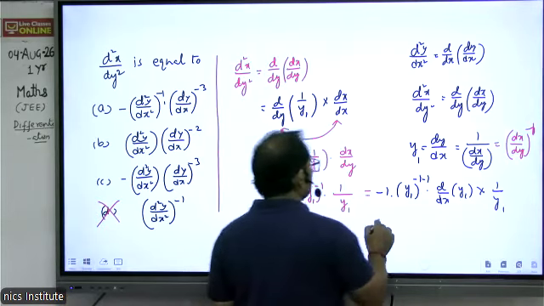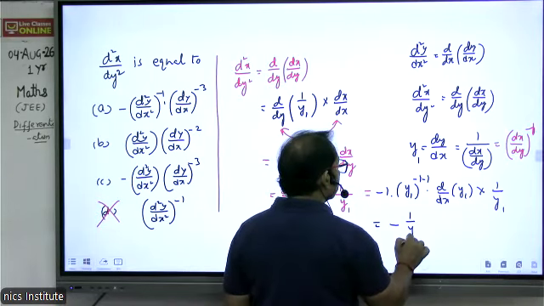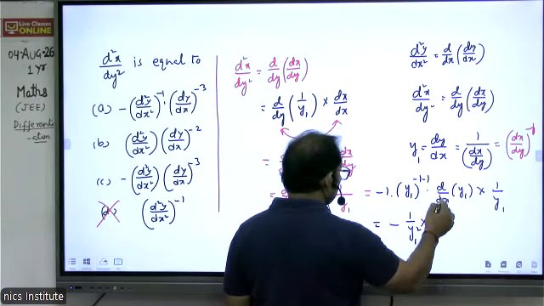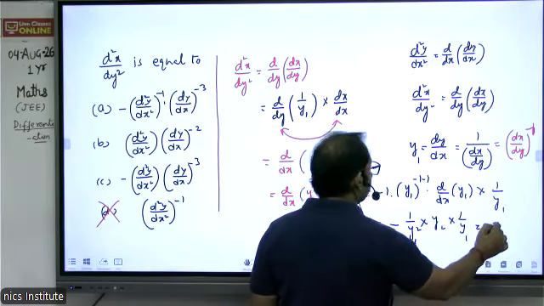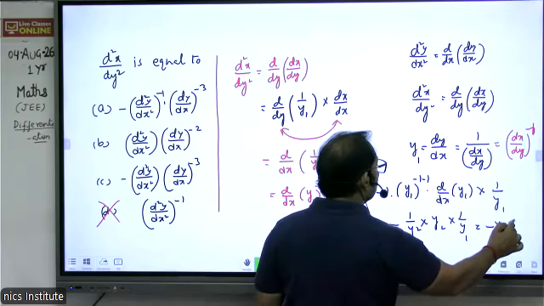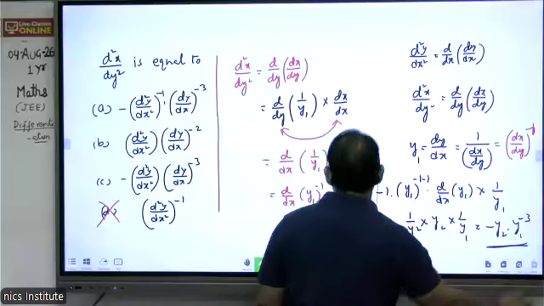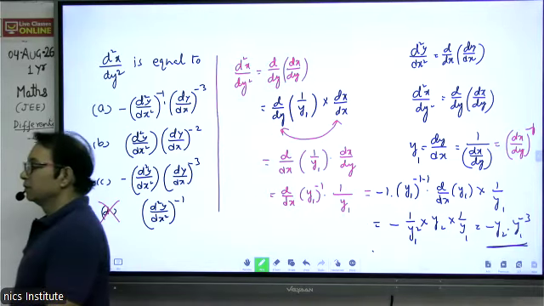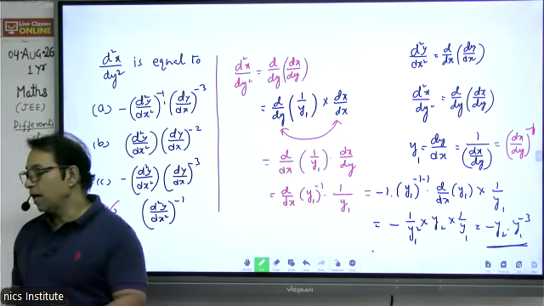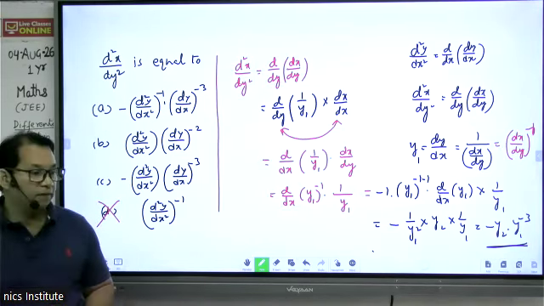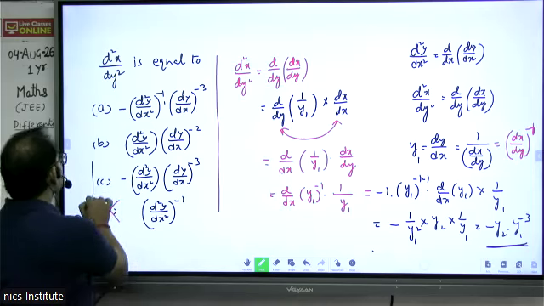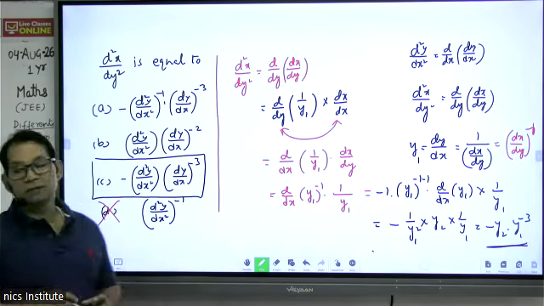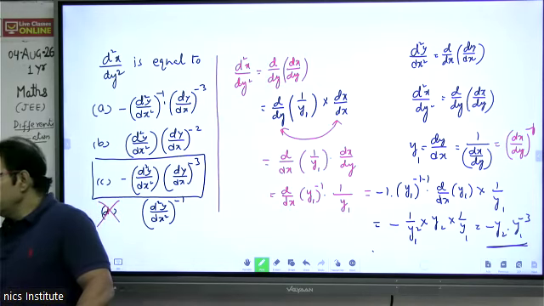So this will be minus 1 by y1 square. Derivative of y1 with respect to x would be y2, that is the second derivative, into 1 by y1. So the answer is minus y2 into y1 to the power minus 3. So this is your result. y2 is the second derivative, y1 is the first derivative with respect to x. So the answer is this. C is the correct answer. This question was in JEE. It was earlier in IIT Advanced also.